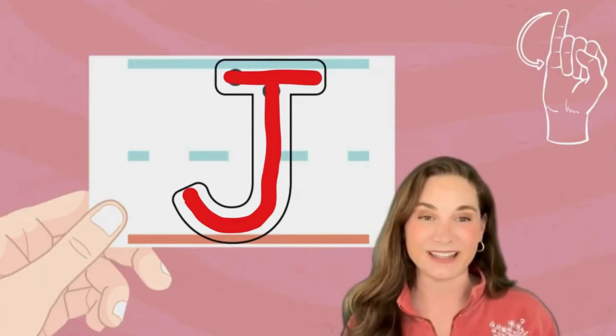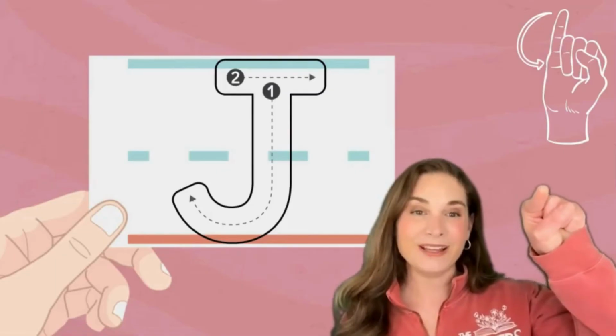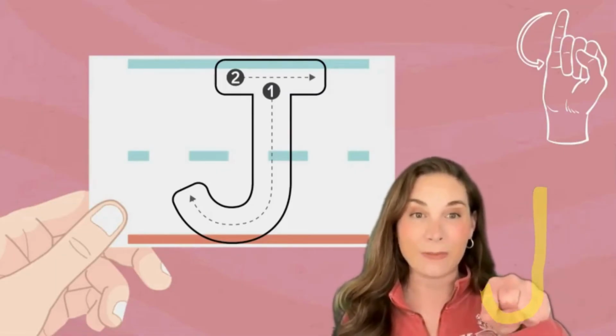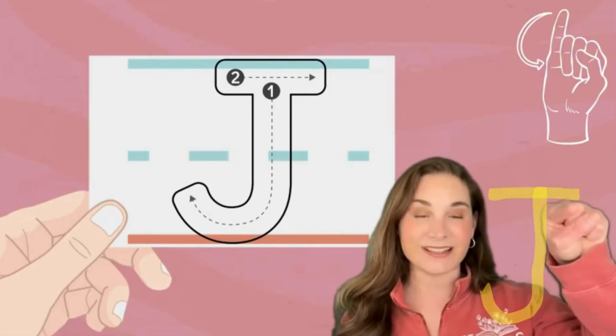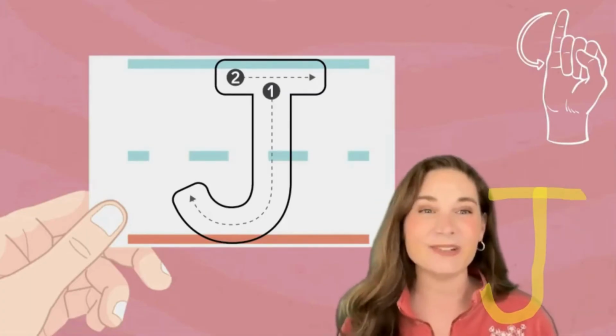Let's trace that one together in the air. Let's do a J. So we're going to hop to the top, do a candy cane shape down and curving back up. Then we're going to hop back up to the top and do a horizontal line across that straight line that we just drew. And that is how you write and trace the letter J.